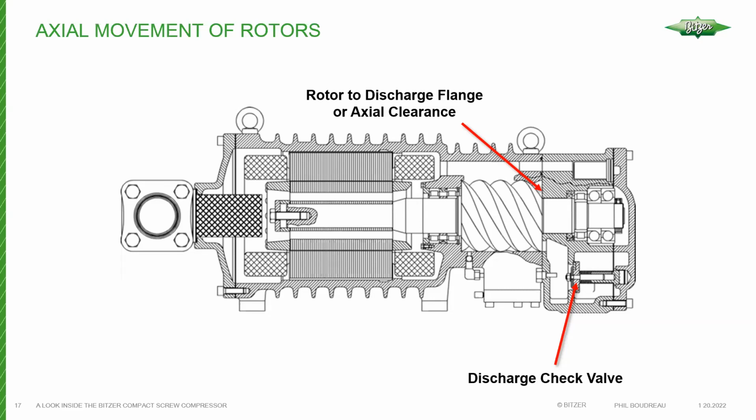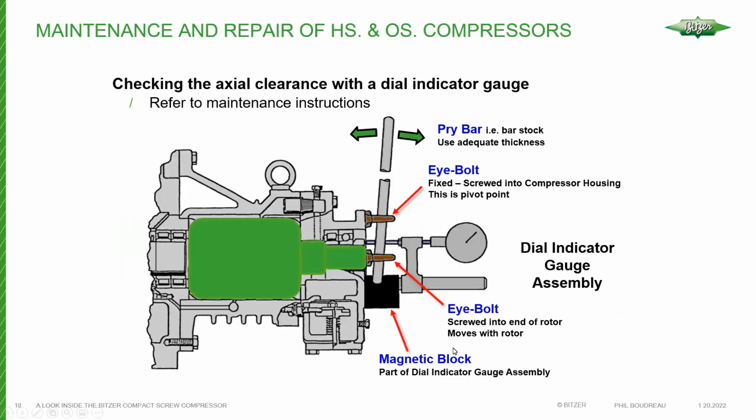Anything beyond that, of course, is going to contribute to leakage. And if you have it too close, then we don't have enough room for the film of oil. So the setting of this clearance is absolutely important. We're not really going to get into how you do that, but here's a slide that basically shows it all. Basically, what we're doing is just moving the rotor back and forth and looking for a maximum deflection that's in accordance with the BITZER maintenance manuals, and that's typically how it's done.